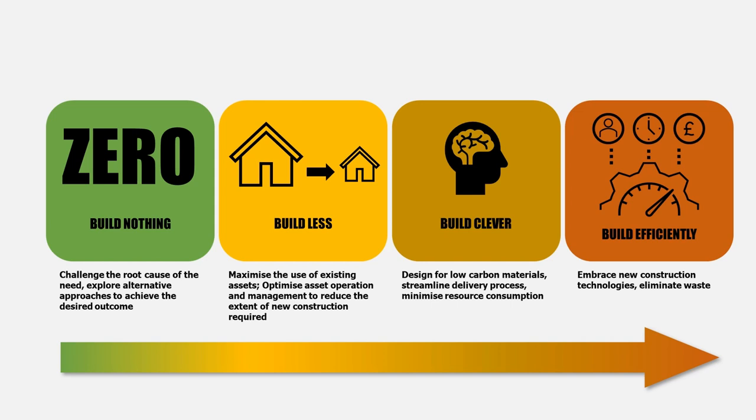After this, the next step on our hierarchy is to make best use of things, optimize the efficiency of what we have got, or use to minimize the carbon impacts of using it. The third item in the hierarchy is to build cleverly. Are there low-carbon materials that could be used? Or ways to reduce the use of resources and therefore embodied carbon?